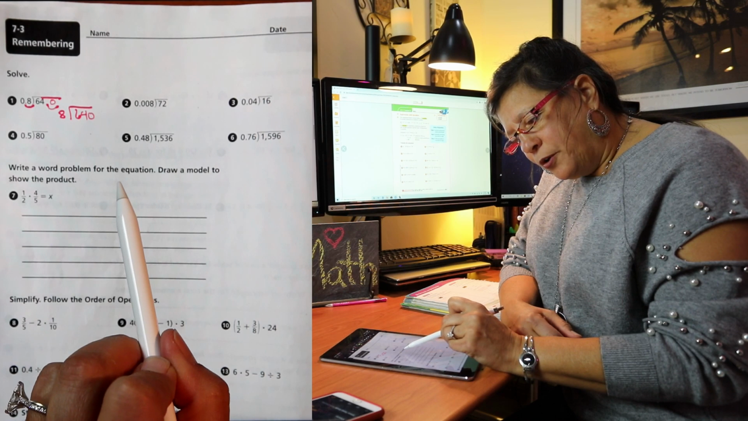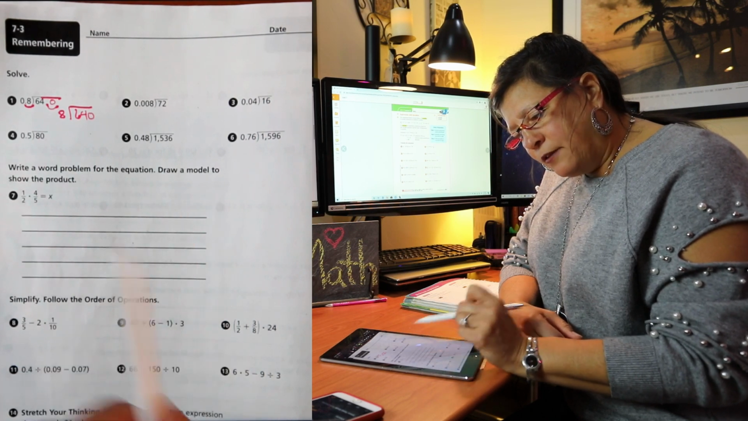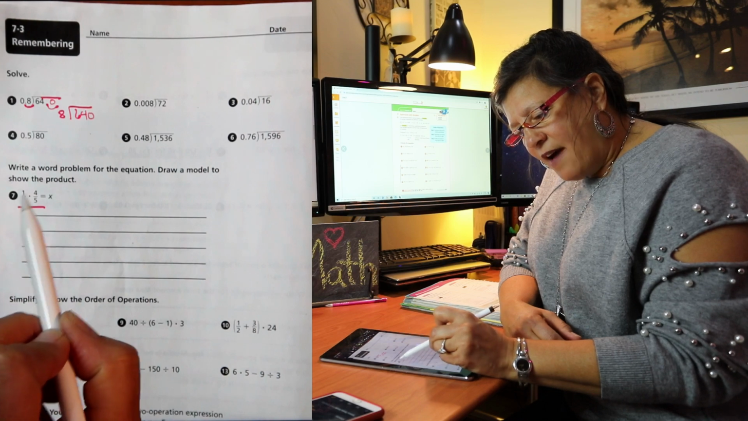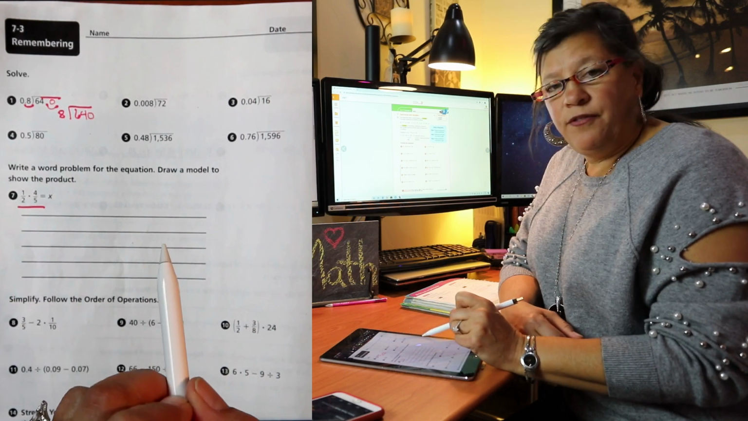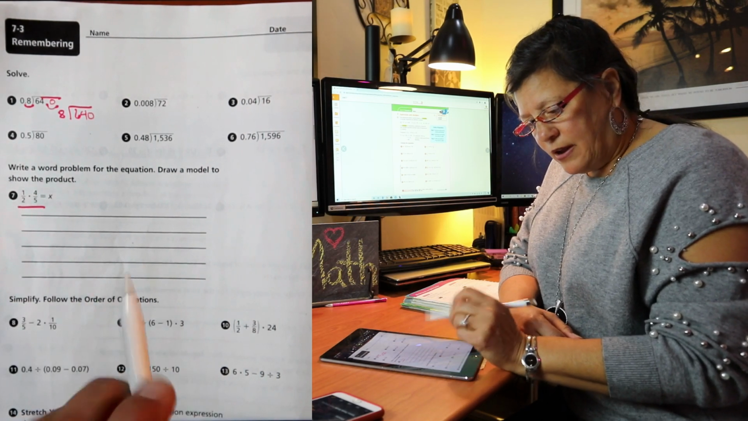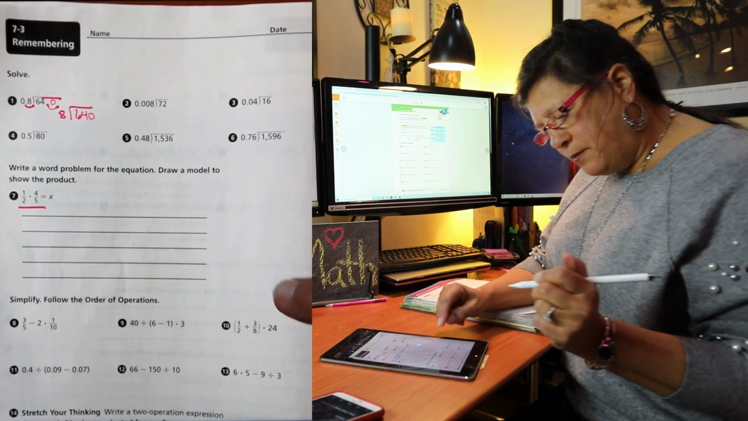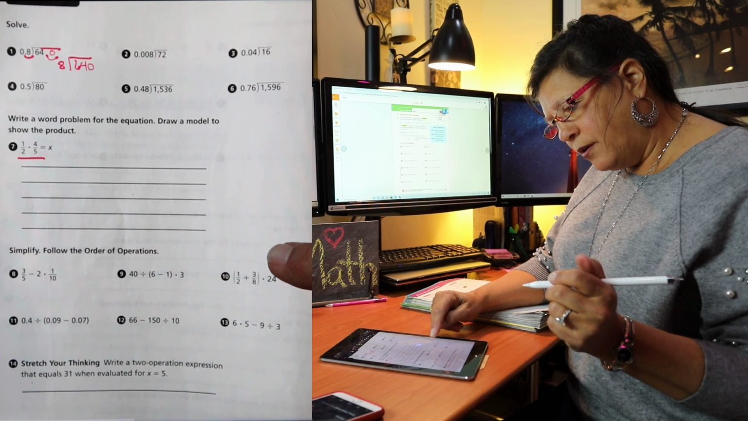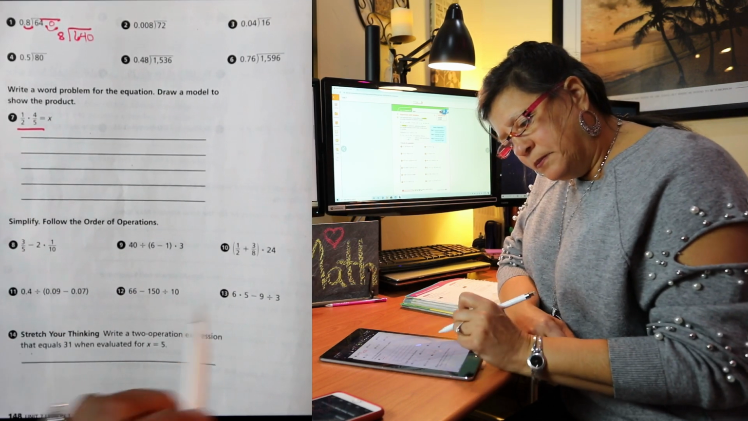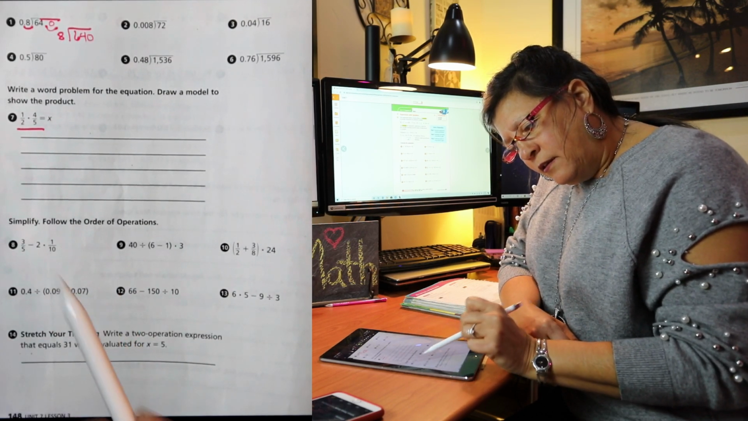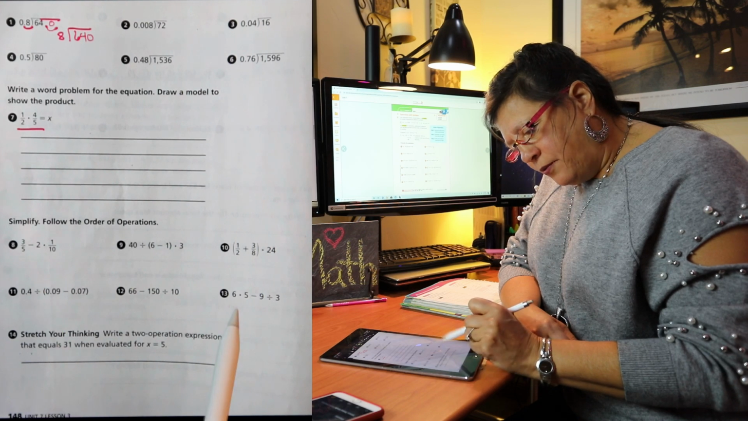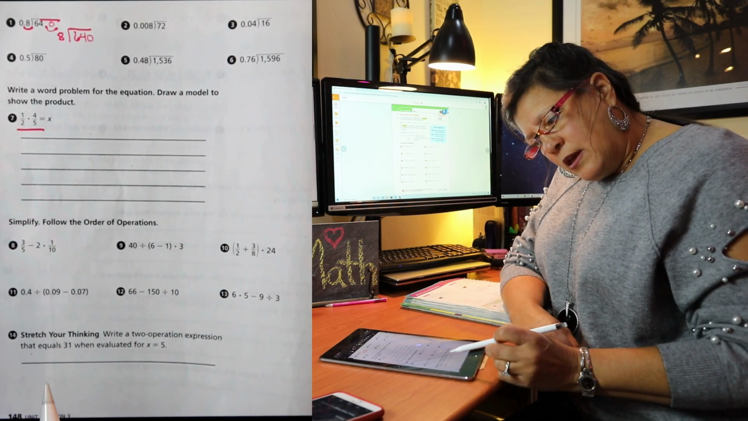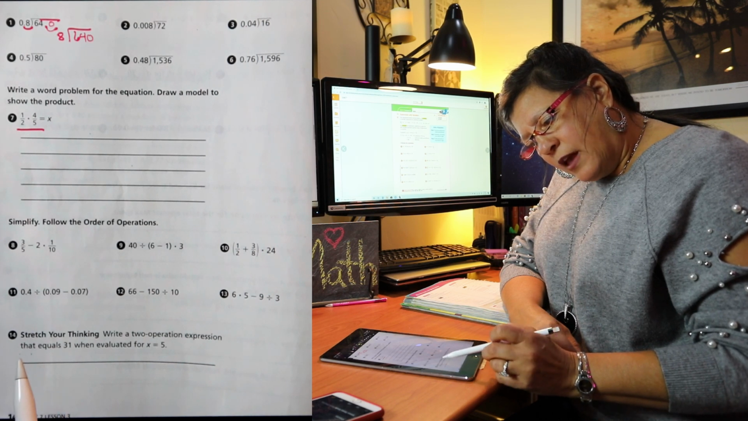Number 7, write a word problem for the equation. Draw a model to show the products. So look at this as half of 4/5. All right, look back through your activity book for story problems, word problems that would work for that equation. And this is just a review, 8 through 13 of what we did in lesson 7-2. Okay, so follow that direction.